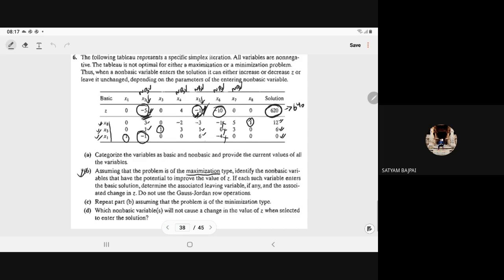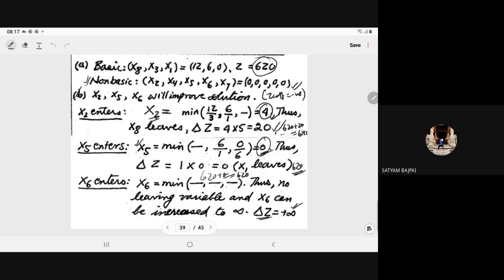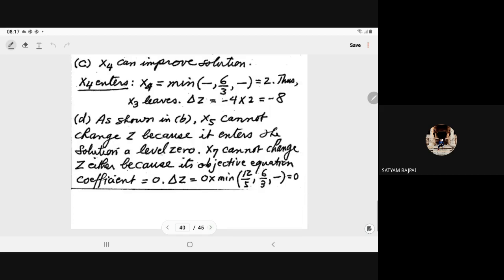Now repeat part B, assuming that the problem is of minimization. When the problem is minimization, we take the positive z coefficient, and for entering we decide with the most positive z coefficient. So here the non-basic variable which has a positive z coefficient is x4, right? So x4 has the capacity to improve the value of z in case of the minimization problem.